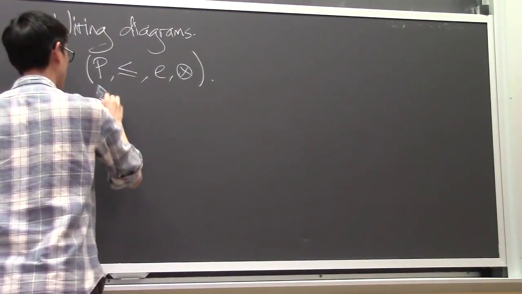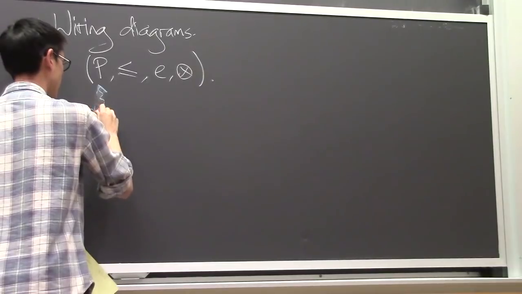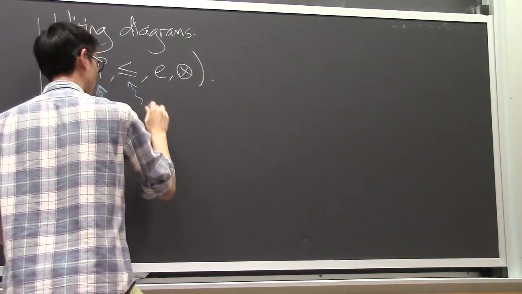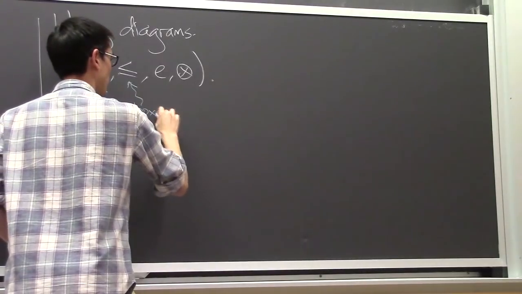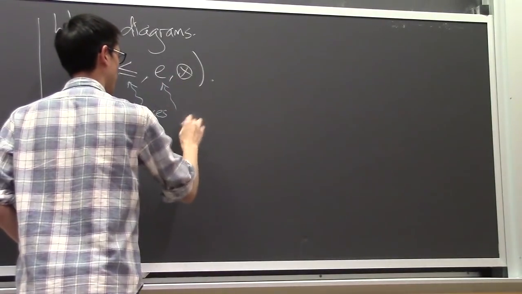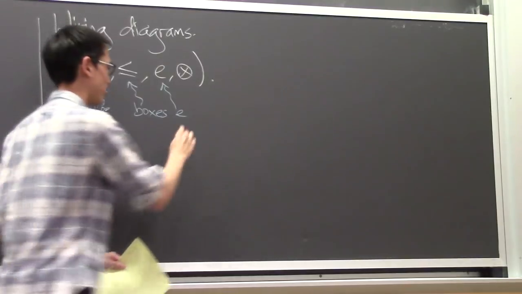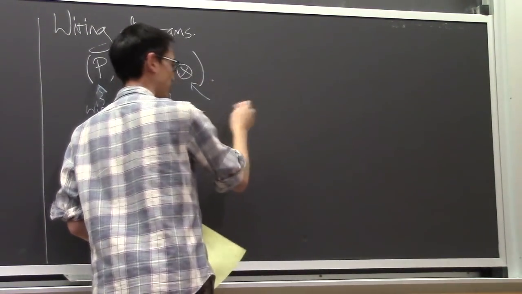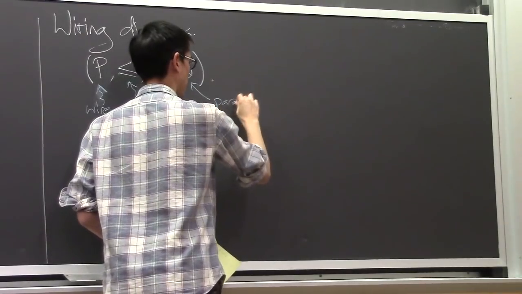In this wiring notation, this set is a set of wire labels. This order is where we can draw boxes. This element, the unit, is the ether or the ambient structure, and the times, the monoidal product, allows us to put things in parallel.